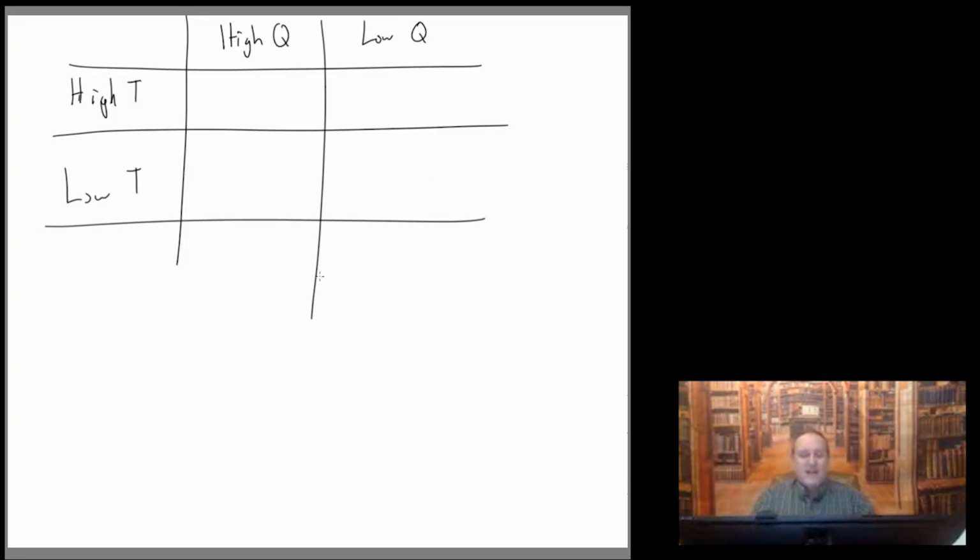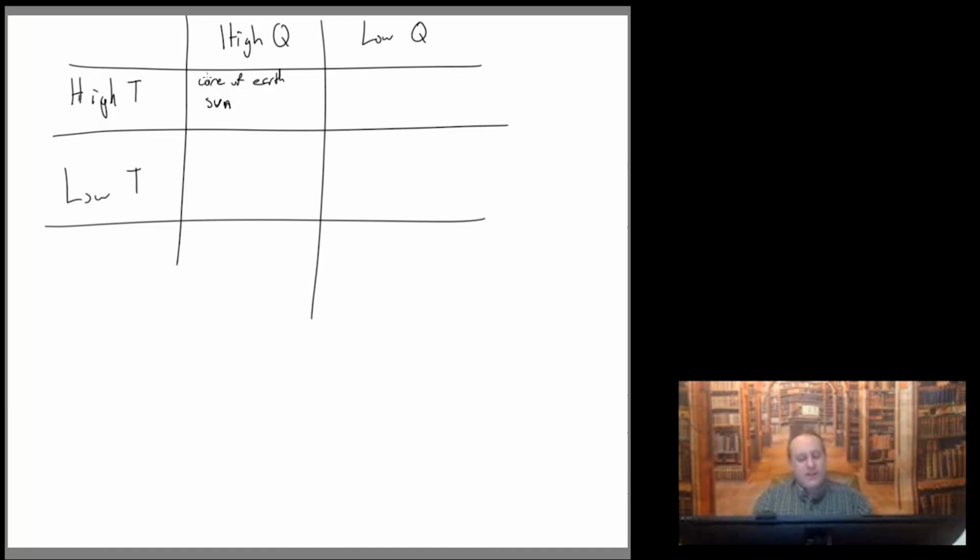So something that's high temperature and high heat is very easy. We've got to get something that's a high temperature and that also contains a lot of heat. So we could say maybe the core of the Earth or the sun. These are things that have a lot of heat and are also very high temperature. But it's a little harder to think of something that has a lot of heat but is low temperature.